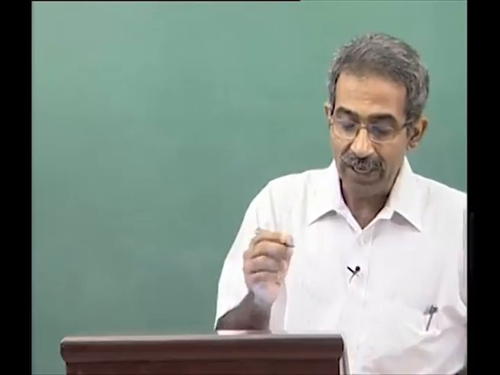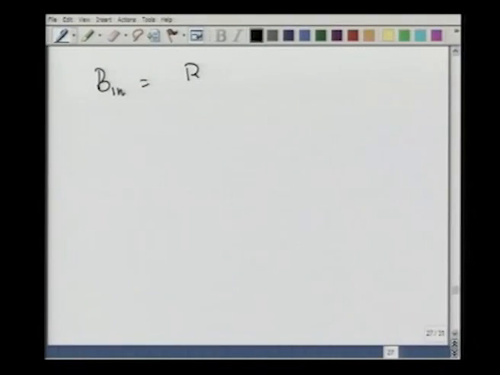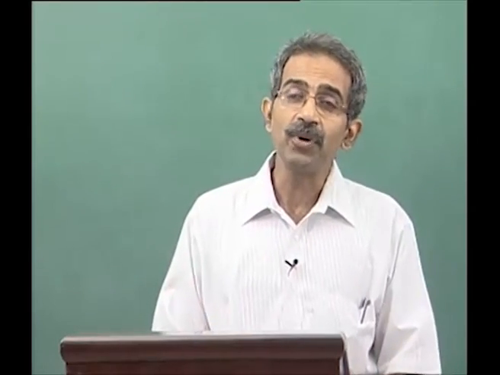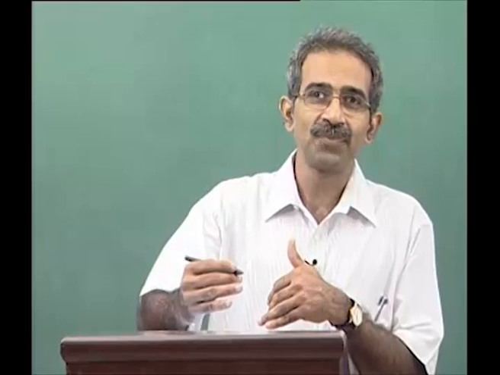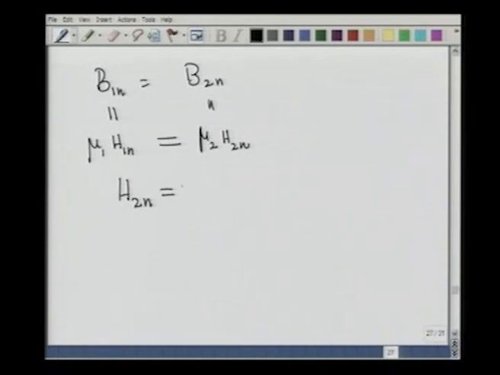Very good. Now what happens if I look at the H field? Let me rewrite it in terms of the H field. B1n is equal to B2n. But what is this? This is equal to mu1 H1n and this is equal to mu2 H2n. B equal to mu H and these two are equal. So you see, while the normal components of the induction field are continuous, the normal components of the H field, the so called magnetic field, are not continuous. It suffers a discontinuity, because H2n is simply given by mu1 by mu2 H1n.